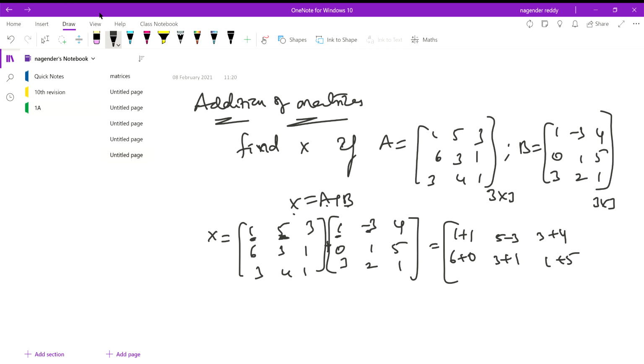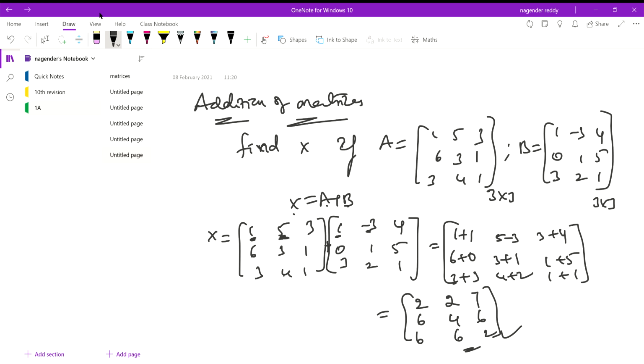You should improve your eyesight and eye speed, right? So 4 plus 2, then 1 plus 1, then add all those things. 1 plus 1 is 2 and 2, 3 plus 4 is 7, 6, 4, 6, 6, 6, 2. So this is your addition. Now it is given that x is equal to A plus B, so my x is [2 2 7; 6 4 6; 6 6 2]. Right, so this is addition of matrices.